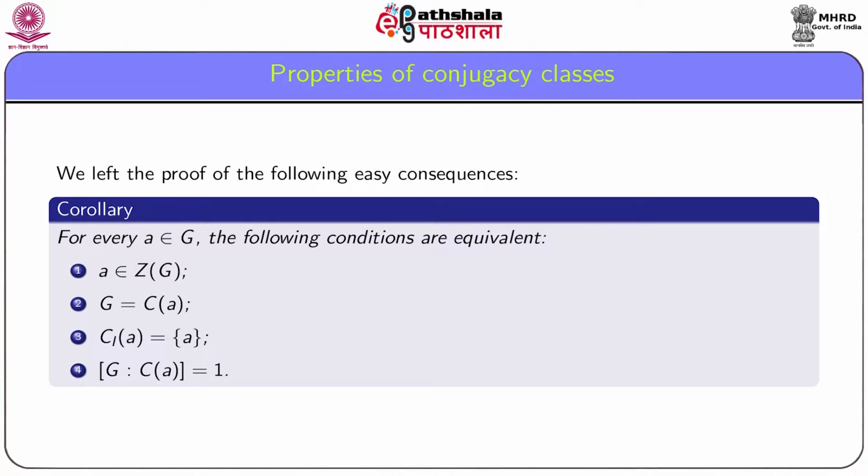These are the four equivalent conditions for every a in G. Here we leave the proof. The first condition is that a is in Z(G) if and only if G is equal to C(A), which is equivalent to the condition that the only conjugate of A is A, and this is equivalent to the condition that C(A) has index 1 in G.